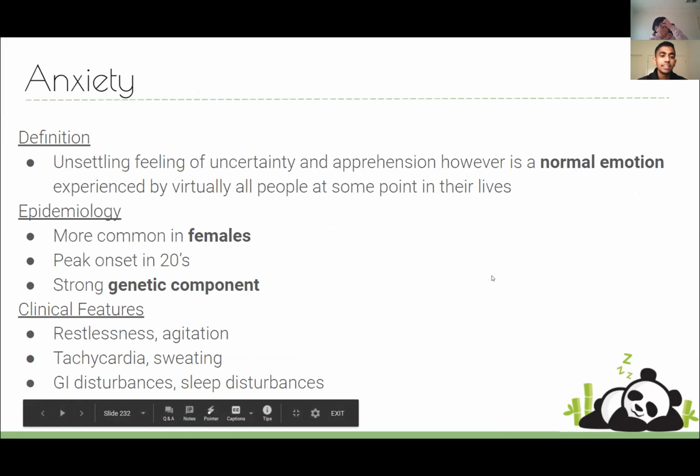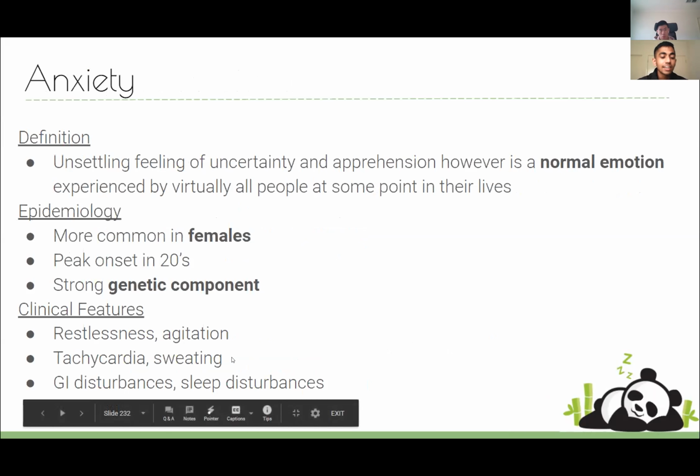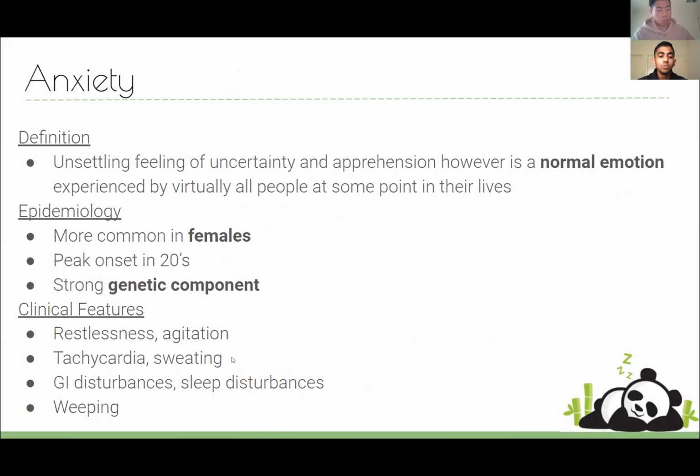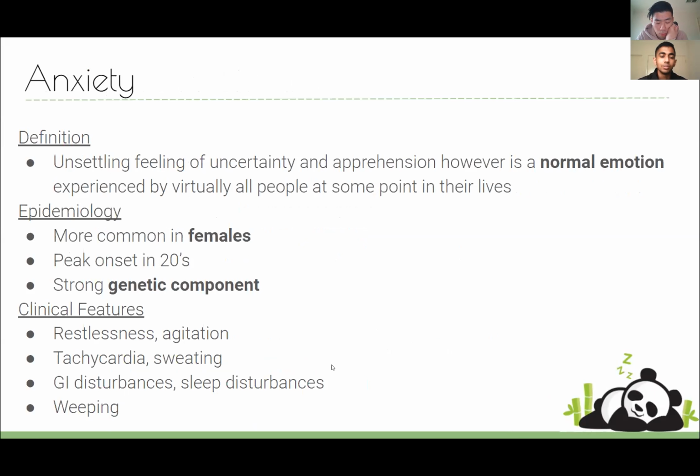All right, anxiety. This is something that I'm sure we're all very familiar with in our own lives, but it's a normal emotion, an unsettling feeling, common in females and people who are 20-year-olds, so like us. It's got a strong genetic component. Clinical features: restlessness and agitation, things that you'd imagine in an anxiety attack, so tachycardia, sweating, nausea, sleep disturbances, and weeping. So not much to know here. This is all kind of common sense. I wouldn't put too much into this.